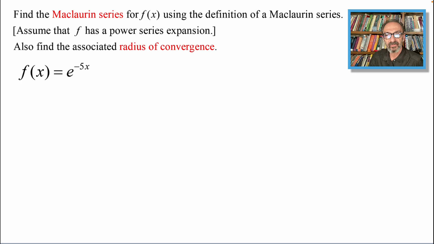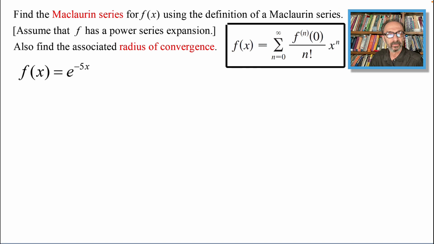To get started, we have f of x equals e to the power minus 5x. And we could bring the Maclaurin series representation, as you could see right here. F of x equals a summation from n equals 0 to infinity of f^(n)(0) over n factorial times x to the power n. That's how we could write it with the Maclaurin series as an expansion of power series.